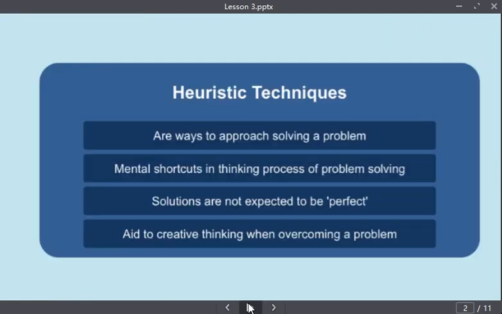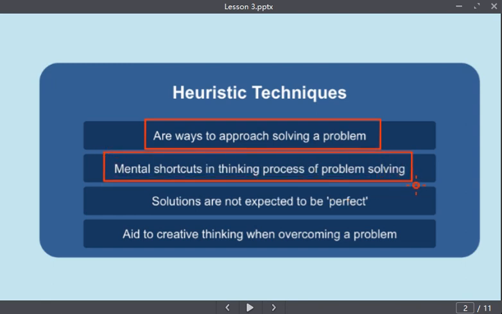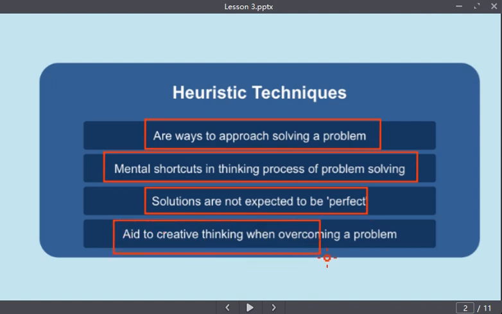Heuristic techniques are not a formal problem-solving model as such, but they can be used as an approach to problem solving where solutions are not expected to produce a perfect or optimal solution. So when we say heuristic techniques, these are ways to approach solving a problem. These are mental shortcuts in the thinking process of problem solving. Solutions of heuristic techniques are not expected to be perfect, so there are some errors also. And lastly, it aids creative thinking when overcoming a problem.